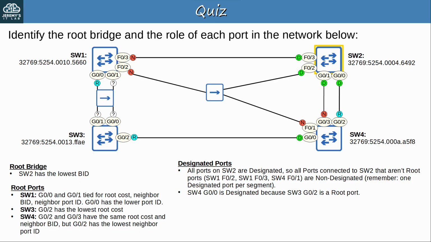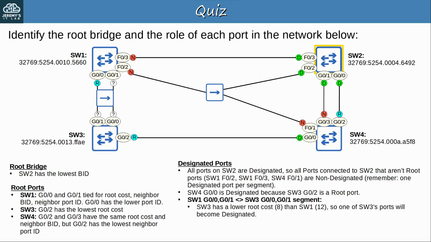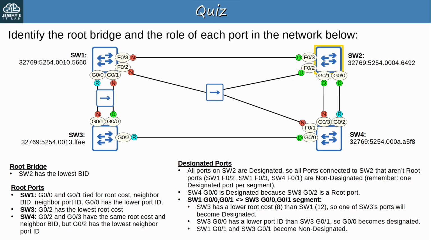Then, switch 4 G00 is designated because switch 3 G02 is a root port. Finally, all that's left is the switch 1 G00 and G01 to switch 3 G00 and G01 segment. Switch 3 has a lower root cost, 8, than switch 1's root cost of 12, so one of switch 3's ports will become designated. Switch 3 G00 has a lower port ID than switch 3 G01, so G00 becomes designated. And finally, switch 1 G01 and switch 3 G01 become non-designated.